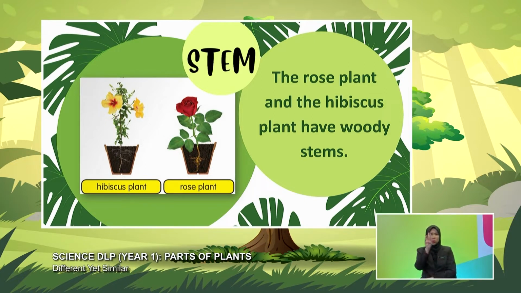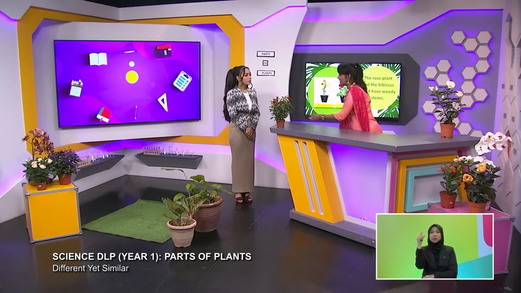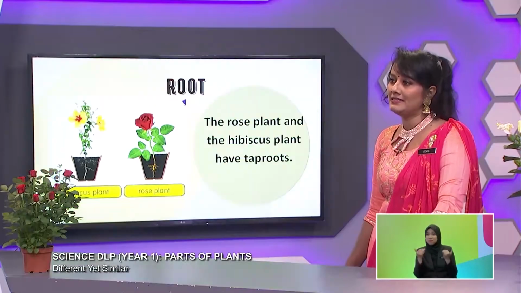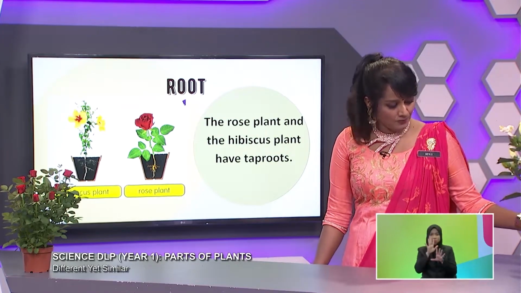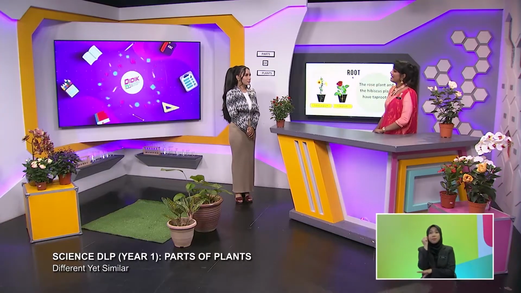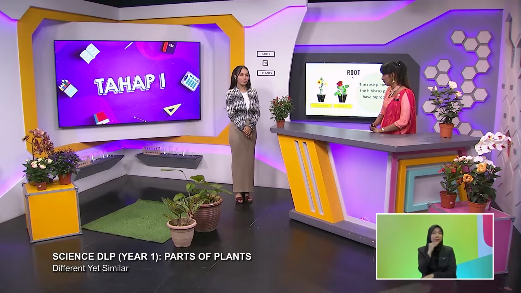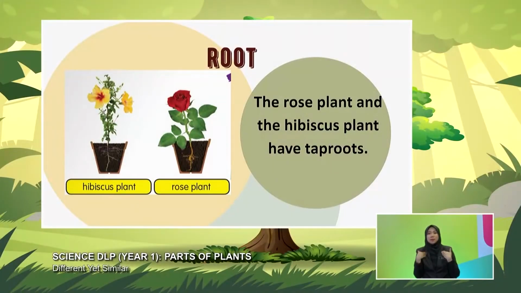When you talk about woody stems, does it have to be wood color? It shouldn't be. Some look green because they are still young. When they grow bigger, they look like a woody color, a bit brown. All right, then we go to the root. We cannot take out the root, but we believe that the rose plant and the hibiscus plant have tap roots. Yes, it's just long in the middle.